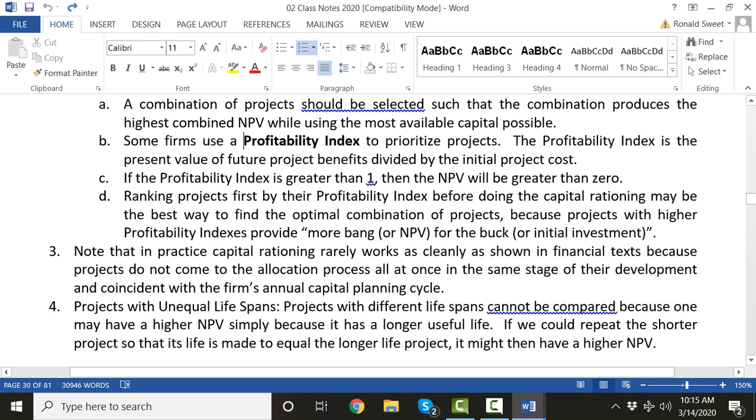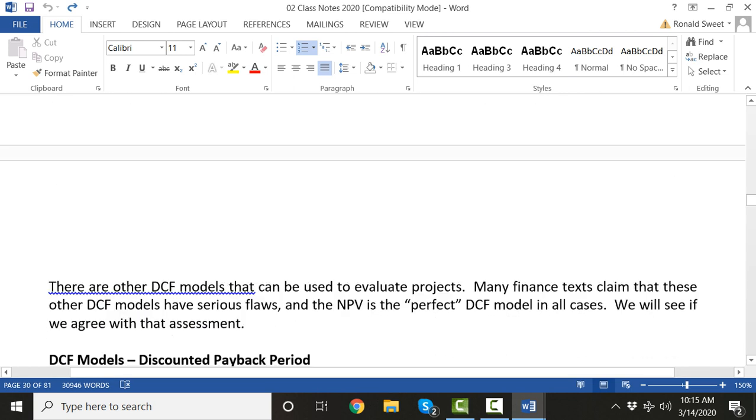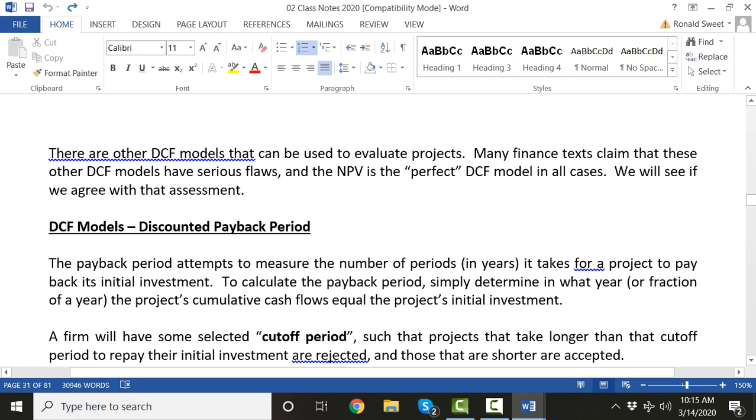The problem with all of these is that the finance texts assume that these projects all show up on the same day, one day a year, and the firm just decides between all of those projects. But in reality, new projects, new opportunities show up all the time throughout the year, so it's a very messy process. So we won't get into these other issues. They're quite complex. If you're responsible for capital budgeting in your career, I would recommend reading many articles on this. It is a far more complex topic than most textbooks acknowledge.